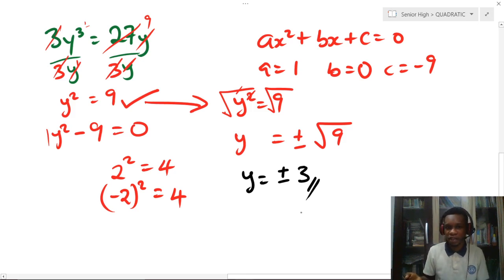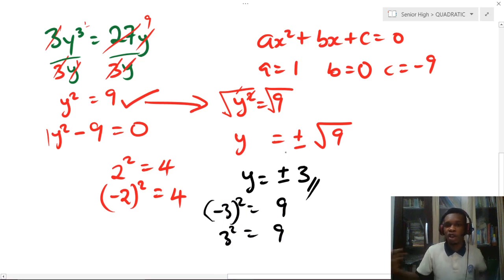Is that okay? Remember I told you, when you're taking the square root of a number that has a square, once you're taking the square root of both sides, then please bring in a plus or minus, because we are not sure if the original number that y is carrying is a positive or a negative number. And check this out, if I have minus 3 and I take the square, I will get 9. If I have 3 and I take the square, I will still get 9. So that's why we always bring in this plus or minus, so it can accommodate every side of the problem. So that's one way of solving it.